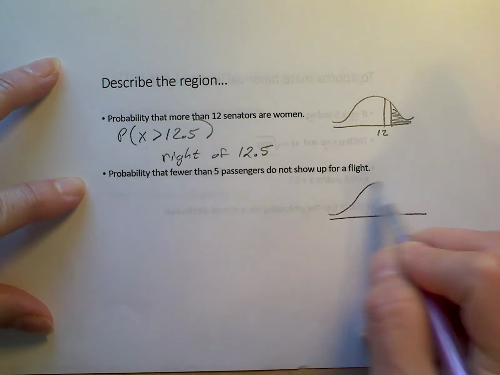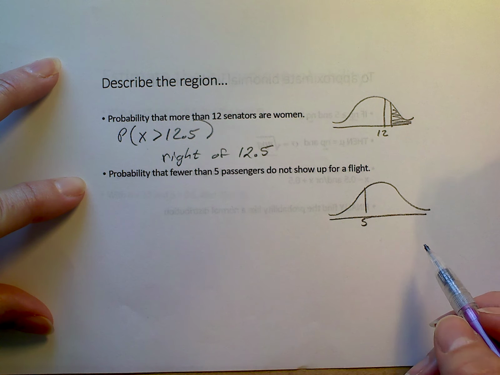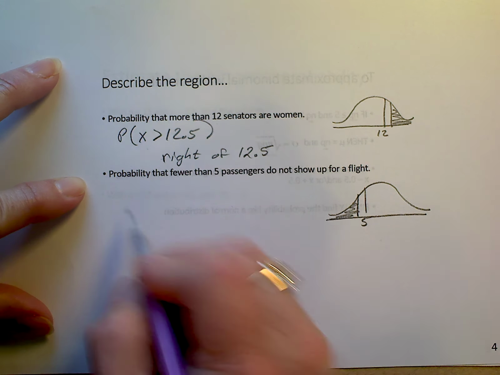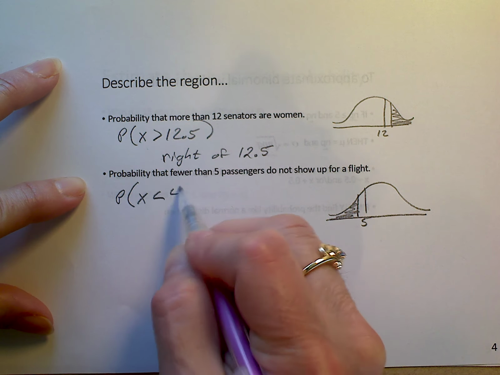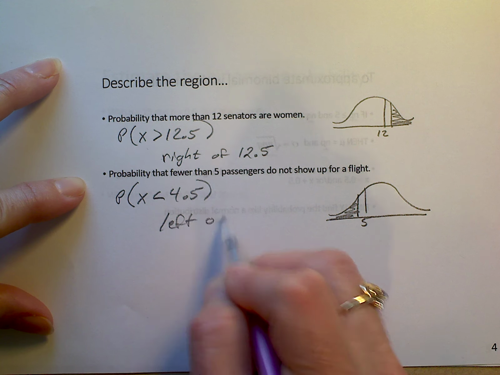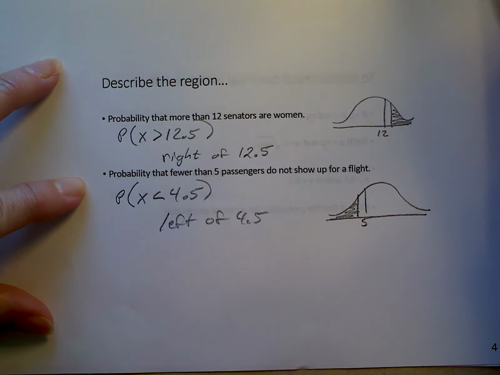Probability that fewer than 5 passengers do not show up for a flight. Fewer than 5. Here's 5. Do I want to include the 5? No. Fewer. So I'm going to go down, and I'm going to the left. So I go to 4.5. So everything to the left of 4.5.